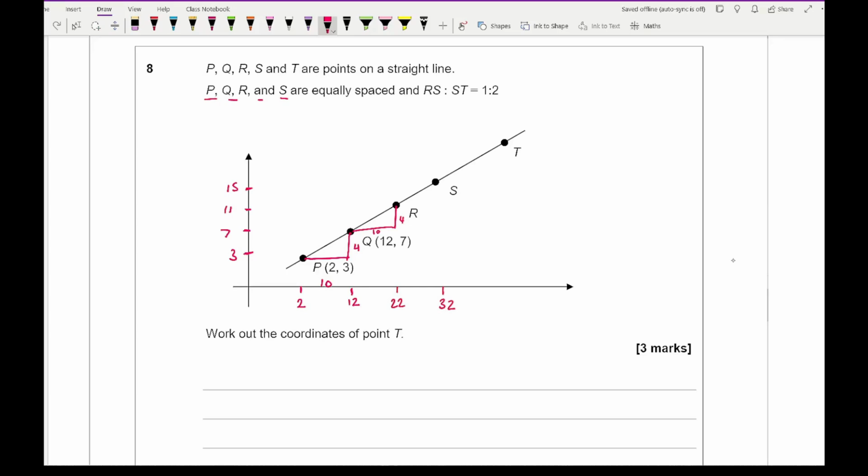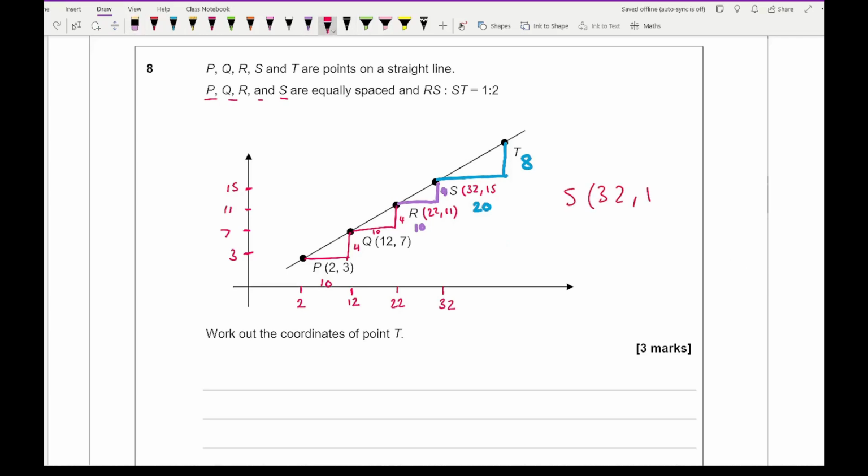So again, labeling the points, R is going to be at 22, 11. S is going to be at 32, 15. Now the only one that's different is the triangle of S to T. The triangle of S to T is twice the size of the triangle of S, R to S. So if this purple triangle has a base of 10 and 4, then the triangle from S to T is going to be twice the size, so it's going to be 20 and 8.